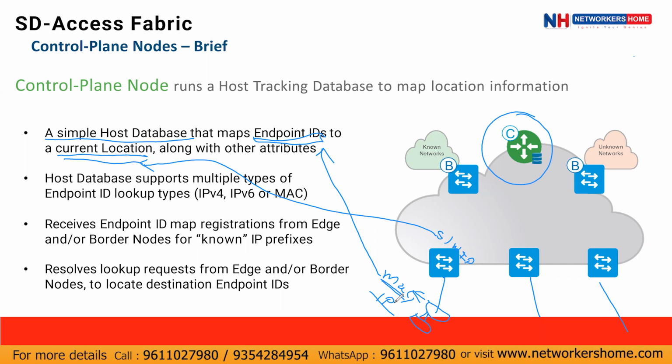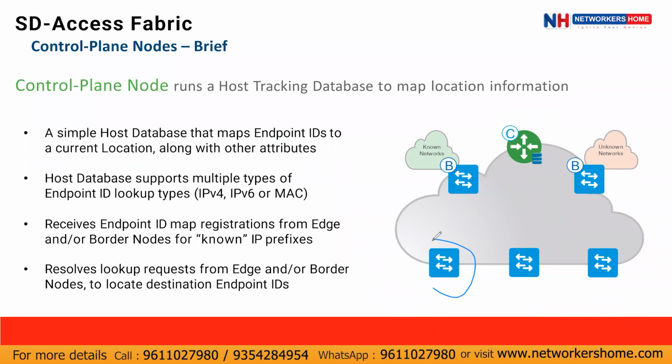Now it receives the endpoint ID map registrations from the edge or border nodes for known IP prefixes. Keep this in mind. This entire cloud inside is a known network. We don't have anything unknown inside.